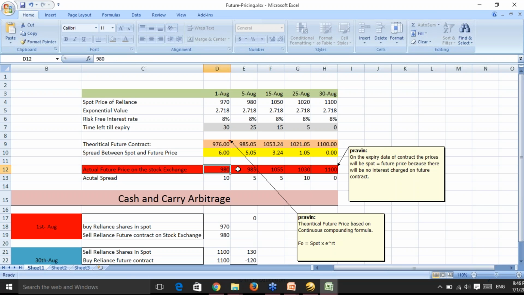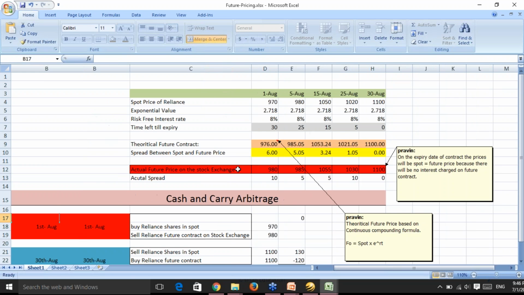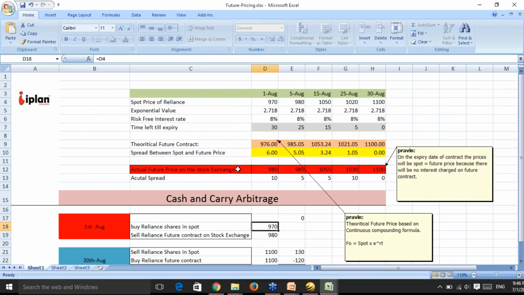But yes, if I'm getting more return than the bank's return, I can go for the arbitrage. I'm getting 10 here, so this is overpriced. That's why I'll go for an arbitrage. On 1st August, when the price of shares is 970, I'll buy shares. Let's say the lot size is 500. So I'll buy 500 Reliance shares, and one lot of future contract, which contains 500 shares.